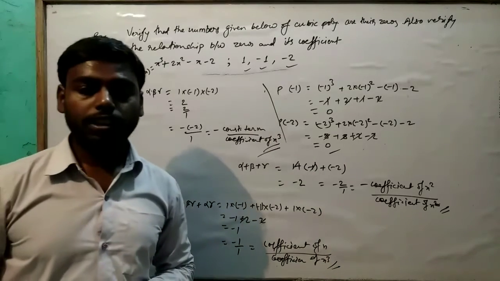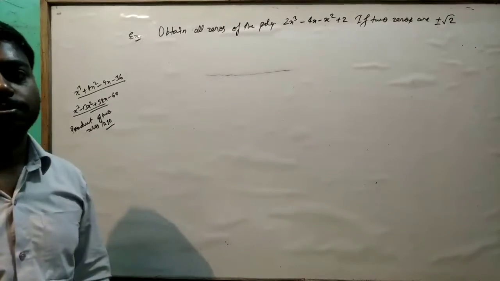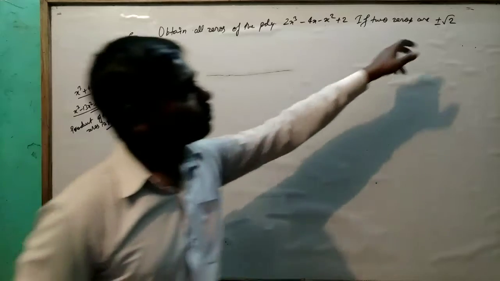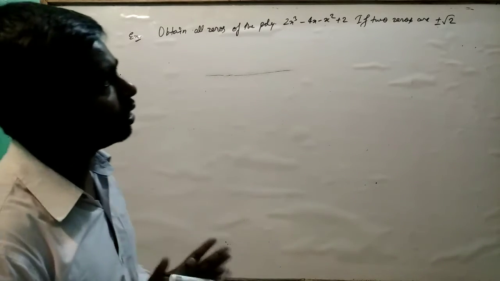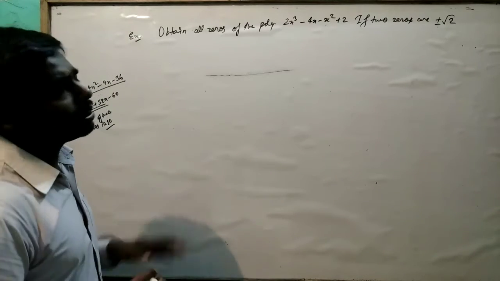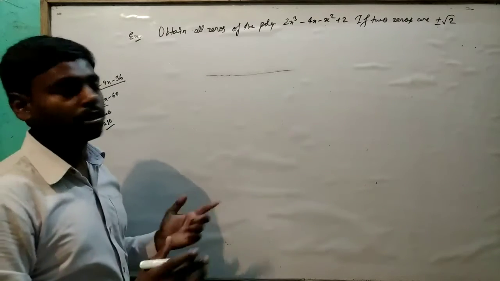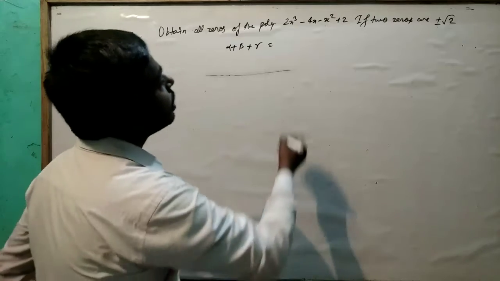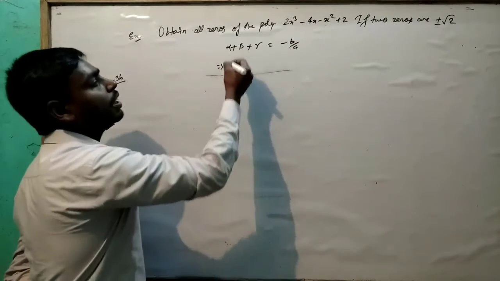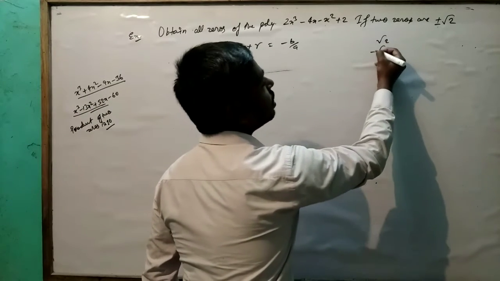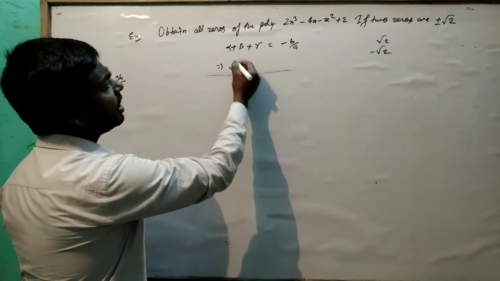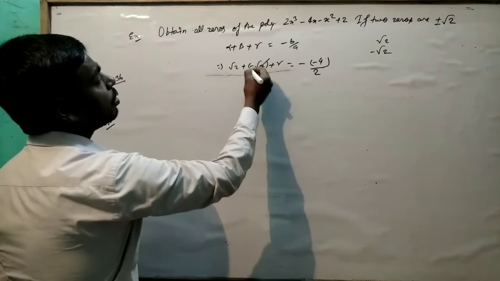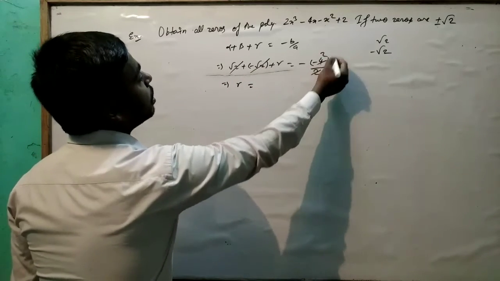Okay, we see the next example. Our next example is to obtain all zeros of the polynomial 2x cube minus 4x squared minus 2x plus 4, if two zeros are plus minus root 2. It means two zeros are given but the third zero is not given, then we have to find it. Here we use the sum of zeros. We know that alpha plus beta plus gamma is equal to minus b by a. Two zeros are root 2 and minus root 2. Then we can write root 2 minus root 2 plus gamma is equal to minus b by a, that is minus minus 4 by 2. Root 2 gets cancelled. Gamma is equal to 4 by 2, that is 2.